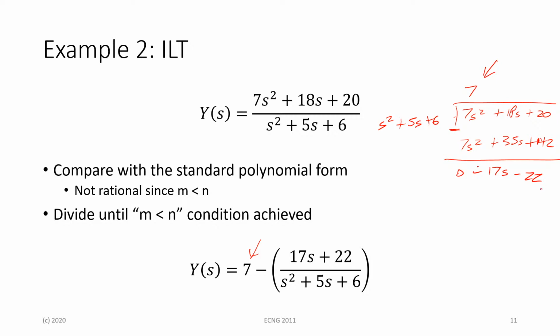If we pull out the negative sign, we get 17s plus 22. So this part here goes here. And because this is basically the remainder, it still needs to be divided by this part here accordingly. So that's how we actually obtain that condition to satisfy partial fractions.